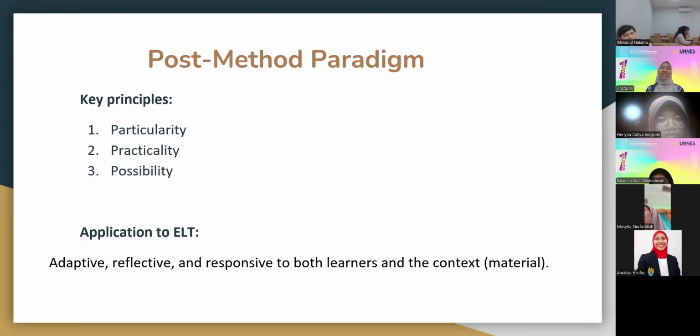It made the teacher do adaptive learning for the student because each learner has a different capacity, a different competence, especially in the English language. And the teacher also needs to be reflective, not only emphasizing the theory and the method that has already been used for all decades. Next, please.